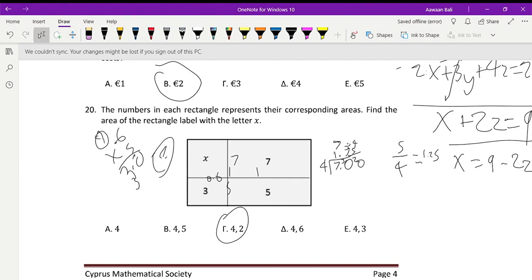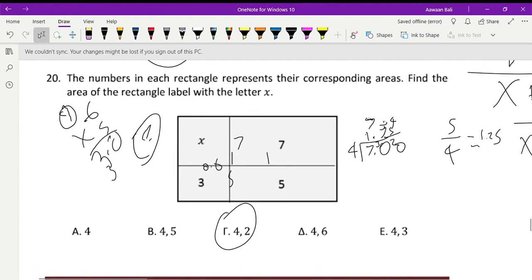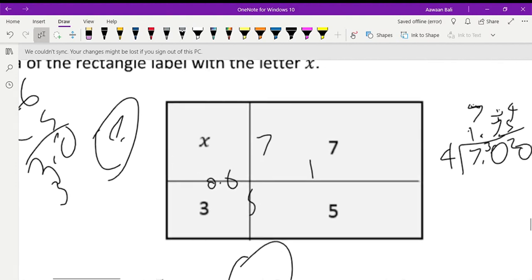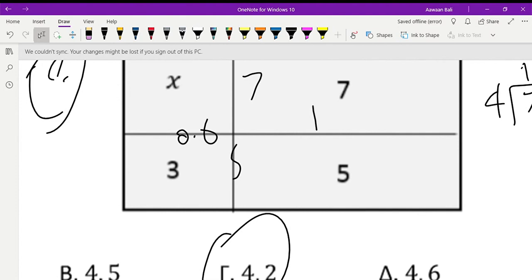So here it says the numbers in each rectangle represent its corresponding areas. Find the area of the rectangle labeled letter X. Again, the sides have to be common factors. So let's just say we have 5 and 1. Somehow this only works once you get it, because again the figure doesn't have to be how you show it. So the length here, it looks like the width. So you can put 5 on the side here for 3.